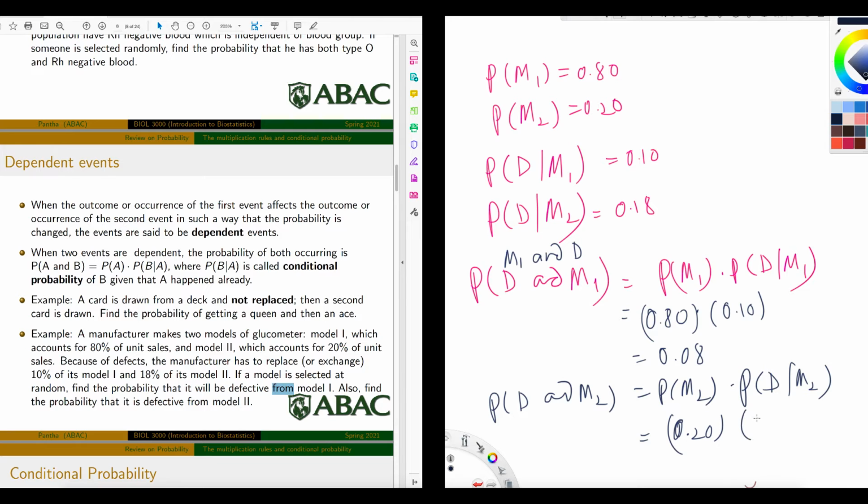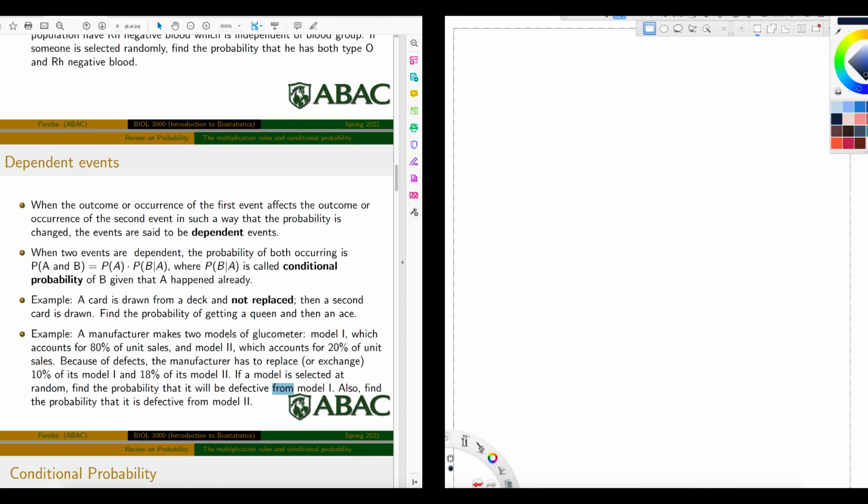Times probability of defective from model 2, which is 0.18. You see that? That will be 0.036. That is a 3.6% chance that the item you randomly picked will be model 2 and defective. Okay, guys? So these are the examples for the multiplication rule. You multiply two probabilities whether the events are dependent or independent. That's all about the multiplication rule.